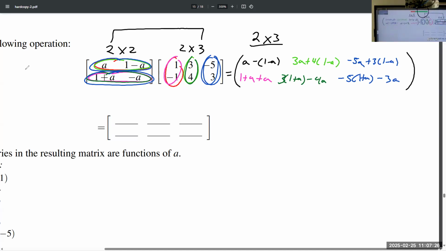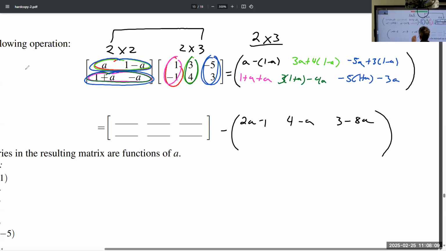So the remaining step is to simplify that. I just need to simplify it. So that's minus minus A, so that's 2A minus 1. And that's 3A minus 4A, so that would be 4 minus A. And that's negative 5A minus 3A, that's 8A plus 3, that's 3 minus 8A.